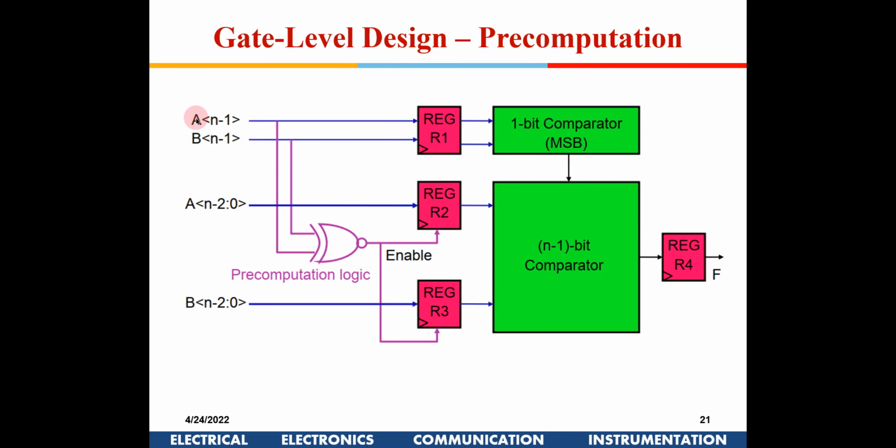If A is 0, obviously B is greater than A. Only the MSB will decide, right? I can just power off the rest of the circuit out here. So seeing the input pattern, I can decide to power off this entire part. Okay, so this is one particular example.